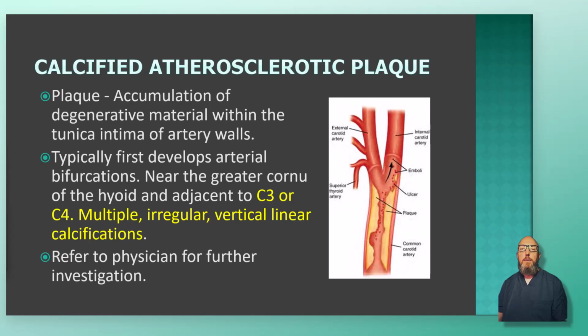So it typically develops at first at arterial bifurcations, anywhere there's turbulent flow. That means in the carotid bifurcation puts the calcification right near the greater cornu of the hyoid, and adjacent typically around the C3 or C4 level. The appearance is multiple, irregular, vertically oriented linear calcifications.